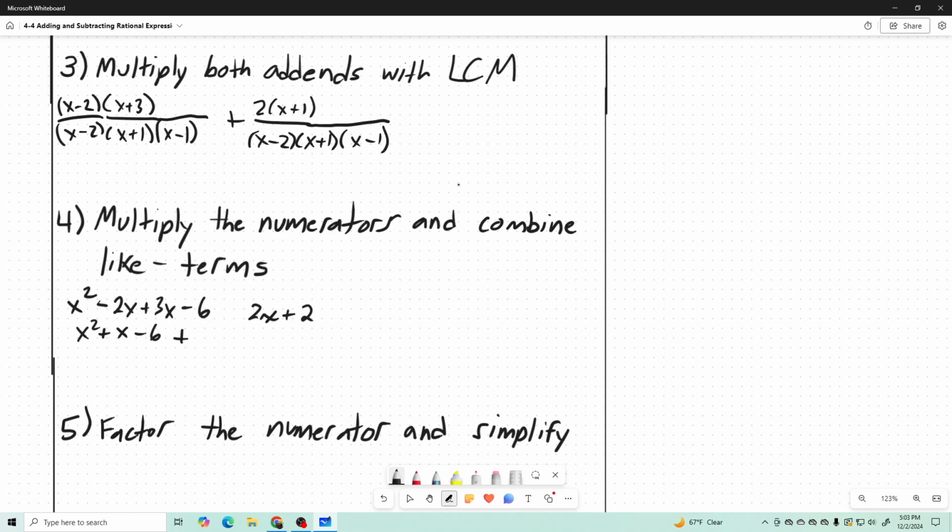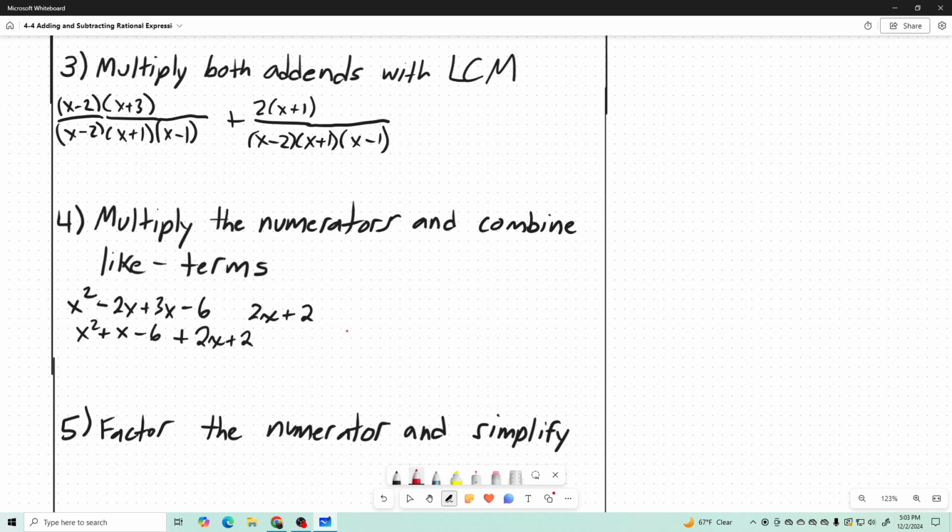You'll notice that we're just adding these across, right? We have this here plus this here, and we have the same denominator, so now we can just add across like we did in the last problem. So we have x squared plus x minus 6 plus 2x plus 2. And then, of course, all of this is still over the same denominator. We're just solving the numerator for now. So now we're just going to combine like terms.